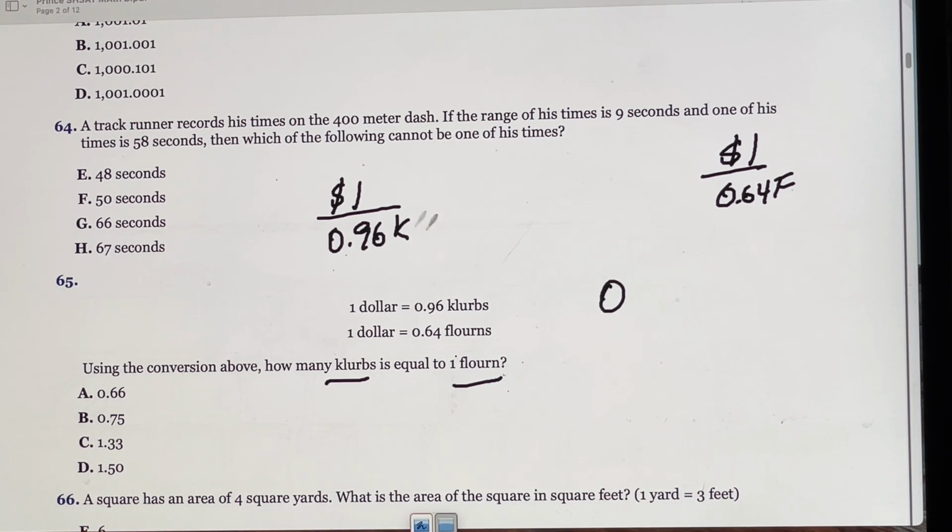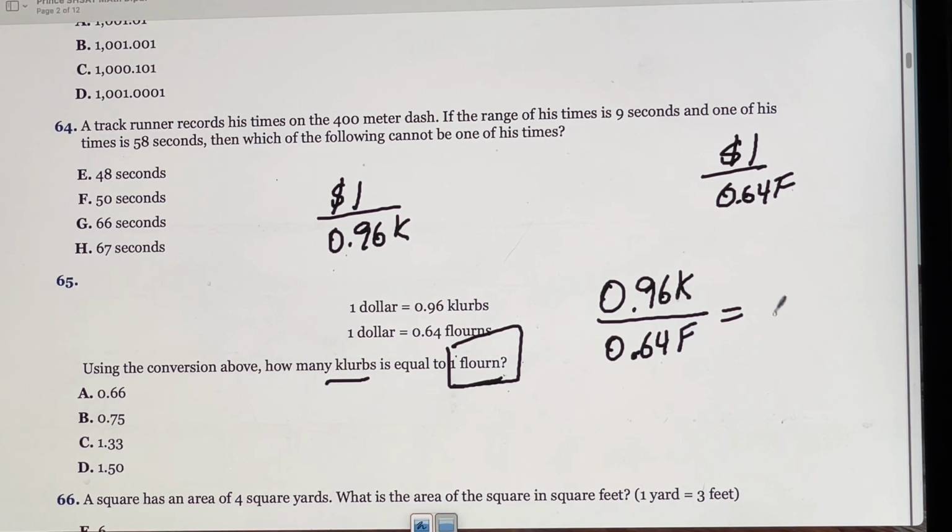So we know that 0.96 K, or I'll say it, clurbs, is the same as 0.64 flours. But that's not what the question is saying. The question is, what about when it's one flour? Well, set up your proportion again, right? We want to find the unit rate. So I want to know how many K's is equal when this is one flour. So when you have one flour, how many clurbs will you need?